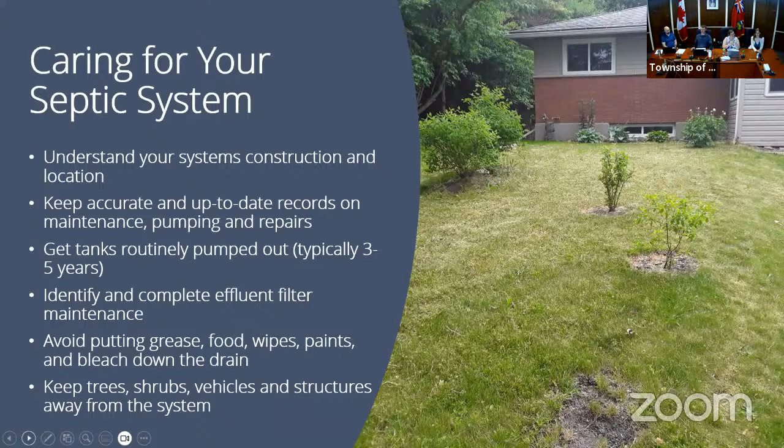And then the last component here is to keep trees, shrubs, vehicles, and structures away from the system. So anything that is woody and grows really quickly. You mentioned willows, but cedars are also pretty classic. You look at a hillside and cedars have somehow found their way to grow on what looks like just rocks. It's because they have a very extensive root network, very small. They can find their way into little cracks. If you have that near your sewage system, they are going to work their way towards that nutrient-rich liquid.